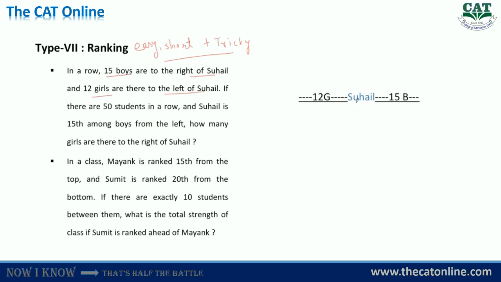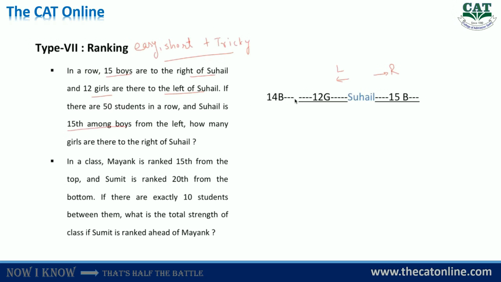So Suhail is a starting point, and there are 12 girls to the left of Suhail. This is the left of Suhail. This is right of Suhail. There are 15 boys to the right of Suhail. So till now we have 12 plus 15, 27 plus Suhail, 28 students. If there are 50 students in a row, we already have 28 students over here, and Suhail is 15th among the boys from the left. Now we know of 12 girls to the left of Suhail.